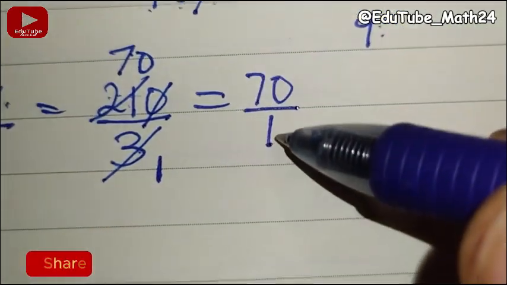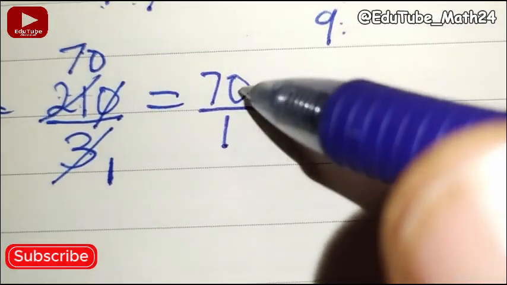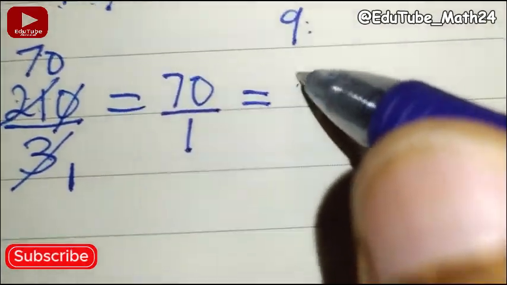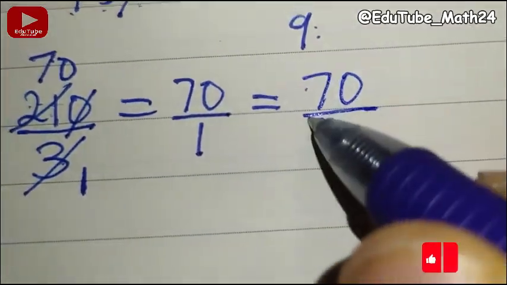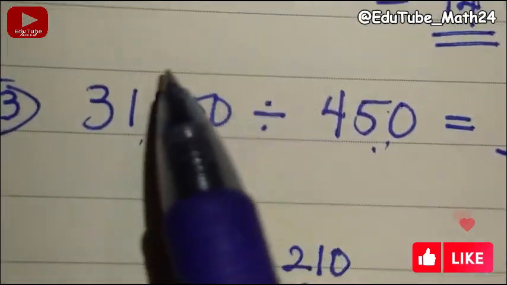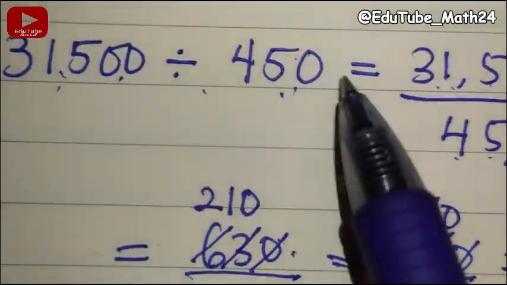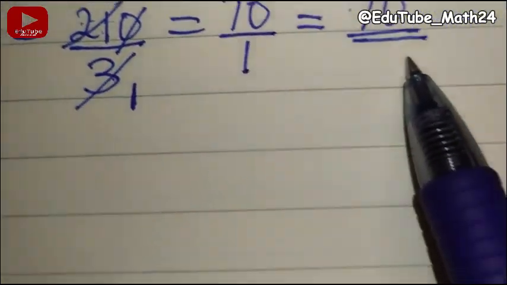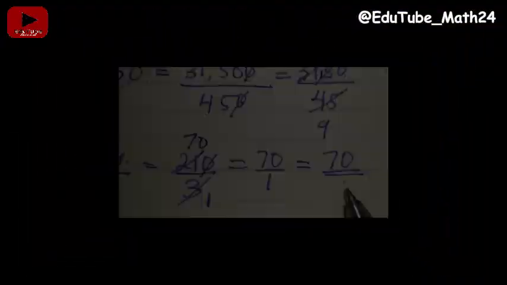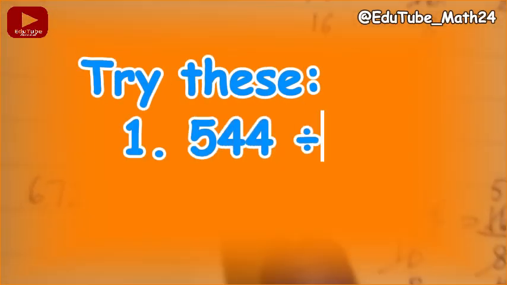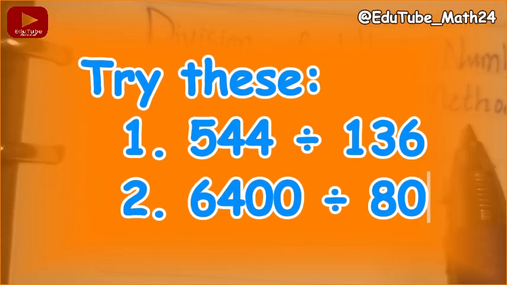Any number divided by 1, as we said, will give you the same number. So 70 over 1 is still the same thing as 70. So successfully, I have divided 31,500 by 450, and my answer is 70. So that is that about division of whole numbers using the reduction method.